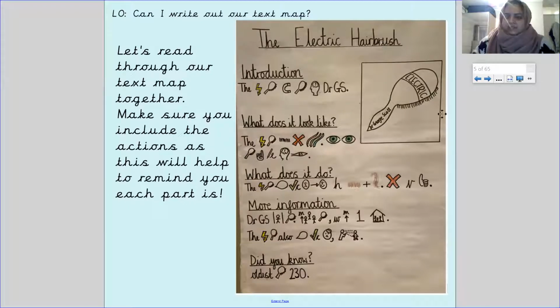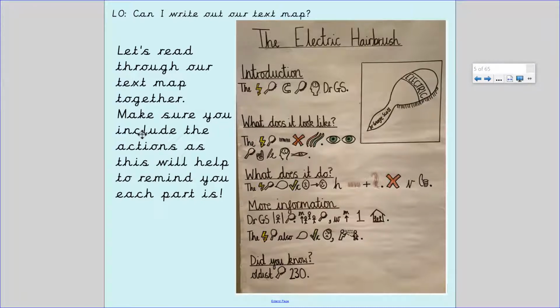Now, whilst I'm reading the text map out to you, I would like for you to do the actions to it. If you have forgotten the actions, you're more than welcome to go to last week's work where I showed you the video of Miss Gossage doing the actions and speaking the text map. Okay, I'm going to switch the camera off for you to do the actions while I read the text map to you.